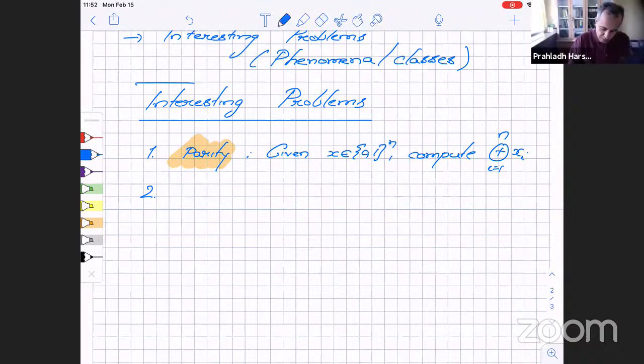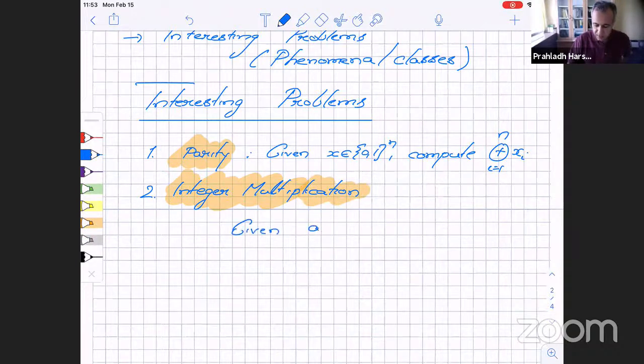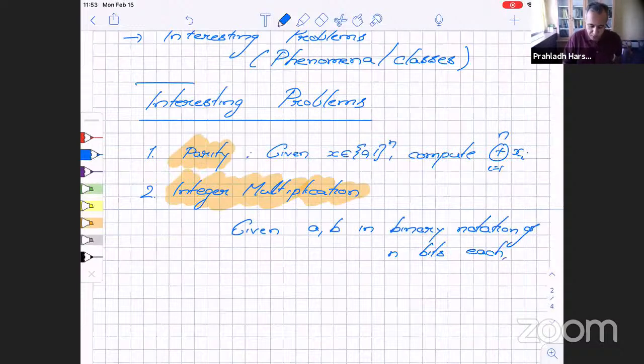That's something which we've learned in high school: integer multiplication. That's certainly a little harder, but on the other hand, it's a very basic problem. We have seen it starting from high school. So what's the problem here? You're given two numbers A and B in binary notation, of n bits each. You can think of n digits, the way we did it in elementary or middle school. Compute the product A times B.